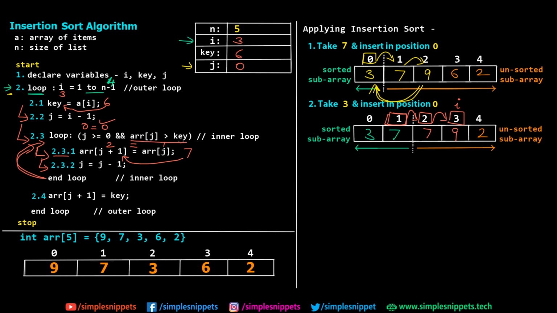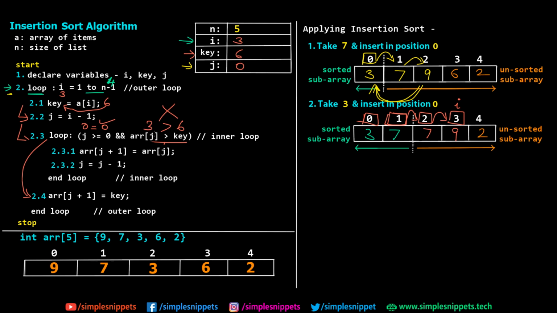But the second condition is ARR of j, that is ARR of 0. ARR of 0 you can see is 3. So is 3 greater than the key? The key value over here is 6. Is 3 greater than 6? No. So this loop condition becomes false, and we don't go inside the loop this time. We directly end the loop and come outside to step number 2.4.